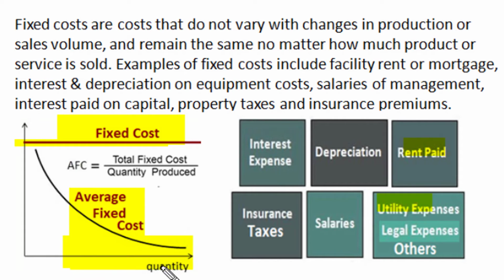But as we increase the quantity or volume of sales, the total fixed cost is divided over a larger number, and average fixed cost decreases as a hyperbolic curve, as shown here. So the higher the amount of production units or sales volume, the lower our average fixed cost per unit of production.